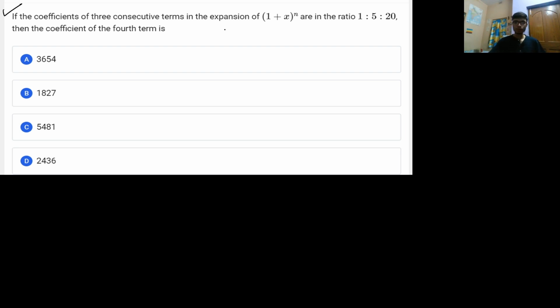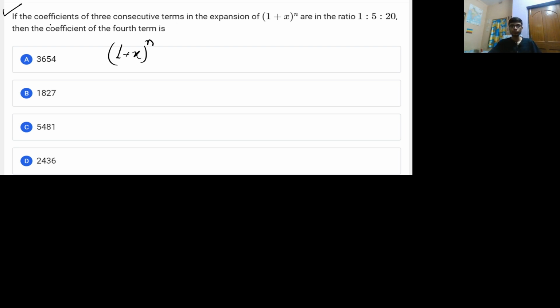All right, if you look at this problem, it says that the coefficients of three consecutive terms in the binomial expansion of 1 plus x raised to the power n are in the ratio 1 is to 5 is to 20. Then you are asked to find the coefficient of the fourth term. So the binomial expansion is 1 plus x raised to the power n.